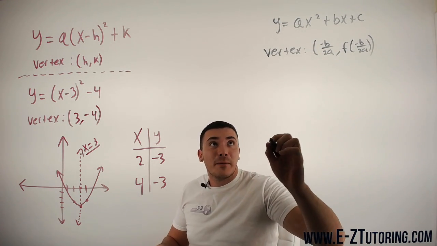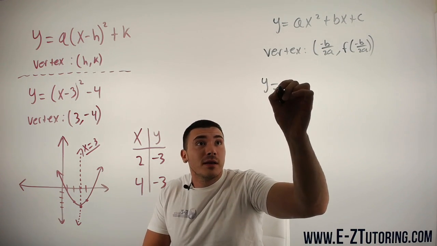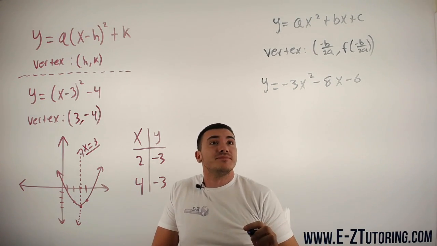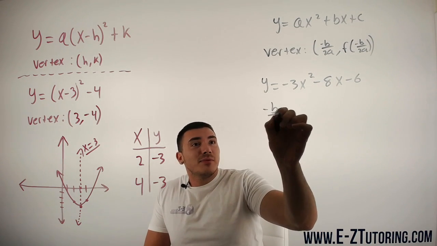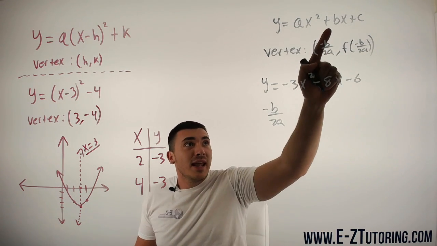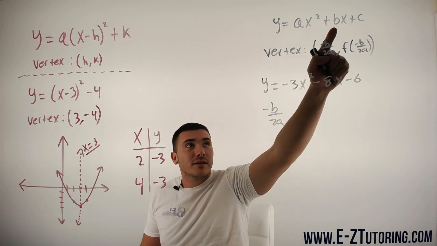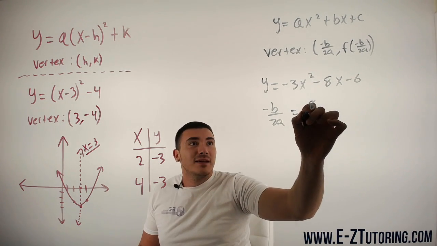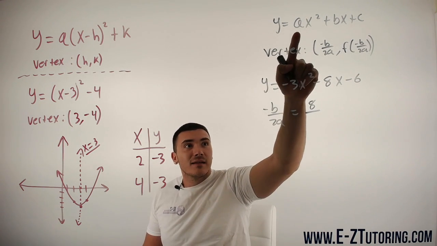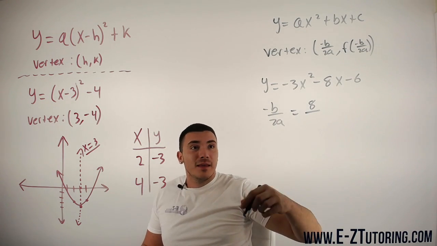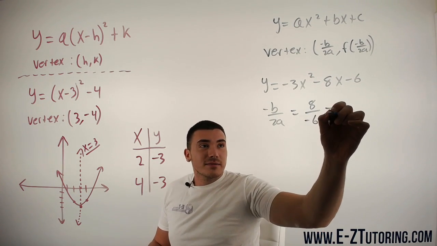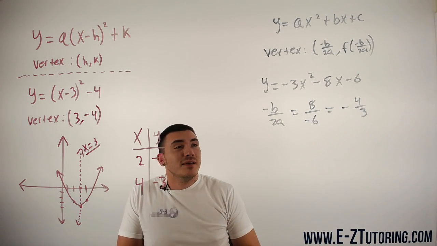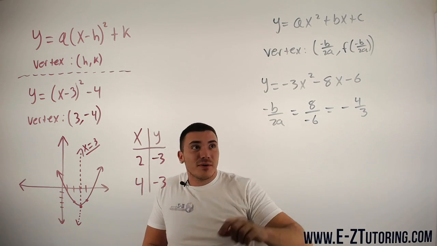Let's go ahead and do this one now. Let's say that we have an equation of negative 3x squared minus 8x minus 6. So we want to do our vertex, so we do negative b over 2a. So negative b, which means you take the opposite of this sign. So that's negative 8, which is positive 8, over 2a, that's a. Our a is negative 3. 2 times negative 3 is negative 6. This simplifies down to negative 4/3. So then what you have to do is you actually have to plug in negative 4/3 into this equation.